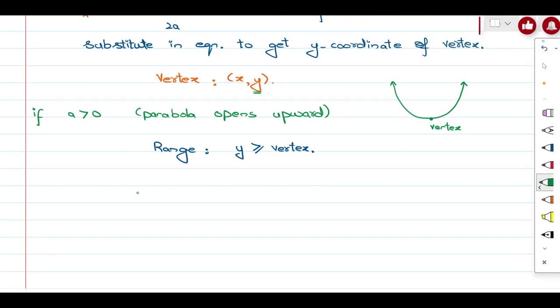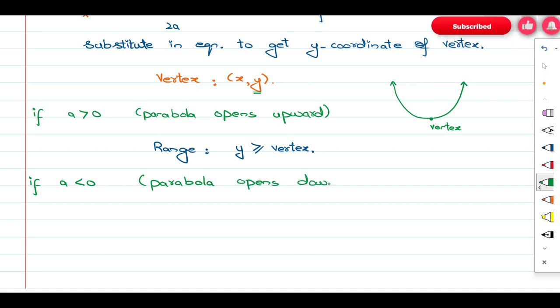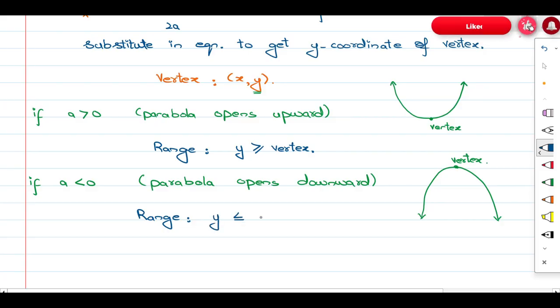Now, on the other hand, if your a value is negative, if a is less than 0, the parabola opens downward. When the parabola opens downward, the vertex is a maximum. Now, what is the range in this case? In this case, we can say the range, which deals with the y values, is y less than or equal to the y coordinate of the vertex.